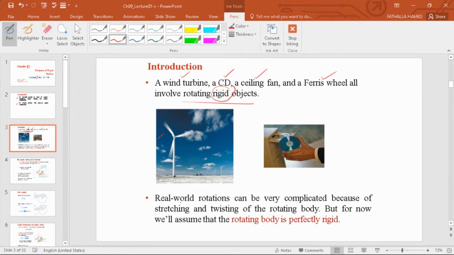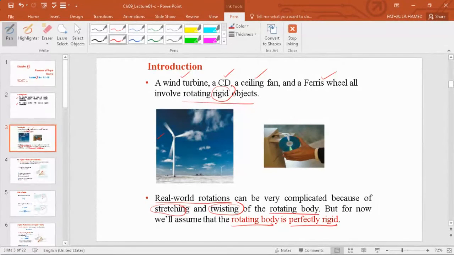Now, real-world rotation can be very complicated because of stretching and twisting of the rotating body. But today, we're going to assume that the rotating body is perfectly rigid. That means the point which is rotating on the body will stay in its place.